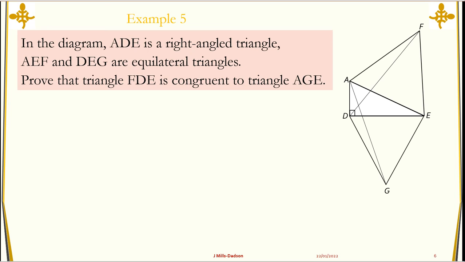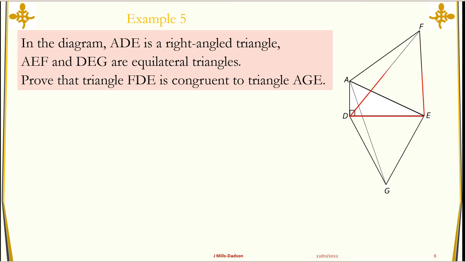Now try and see if you can use the same condition in the previous slide to prove that triangles FDE and AGE are congruent. It's similar to the first one. We have a right angle triangle and we have equilateral triangles of different size on the sides of the right angle triangle. When we're ready to check, press play.